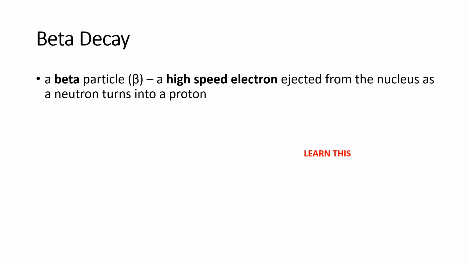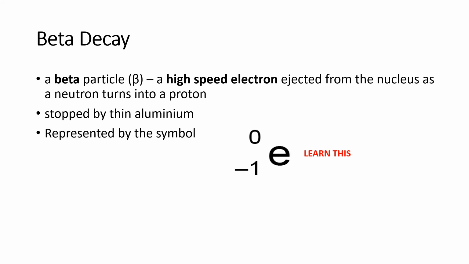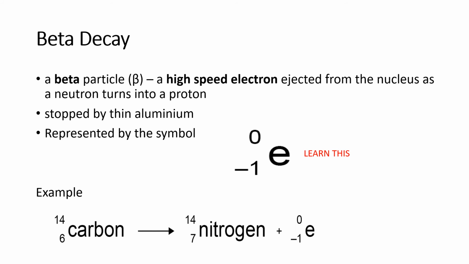A beta particle is a high-speed electron which is thrown out from the nucleus when a neutron changes into a proton and an electron, and the electron is thrown out. Beta is stopped by thin aluminium, and it's represented by the symbol ⁰₋₁e, as it's an electron. An example of beta decay is carbon decaying to nitrogen. Again, look at the numbers on the top. 14 equals 14 plus 0, and on the bottom, 6 equals 7 minus 1.